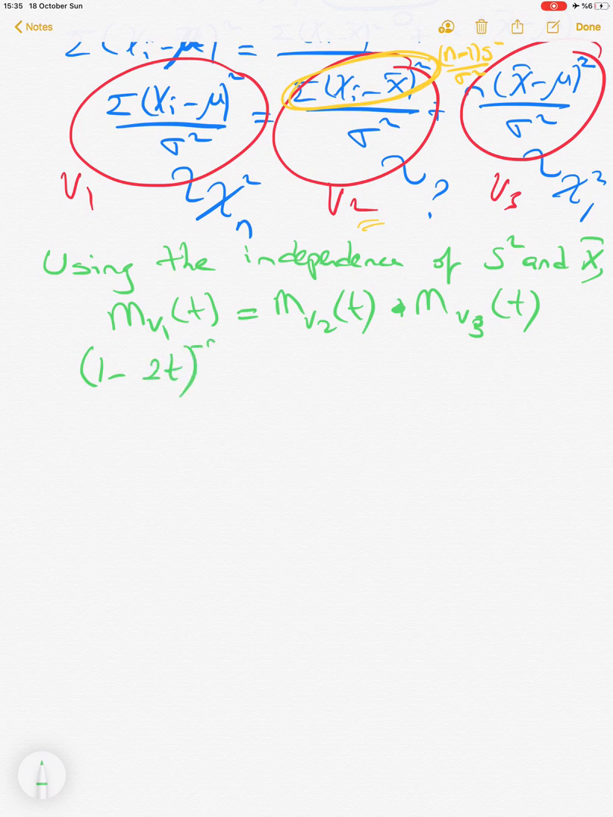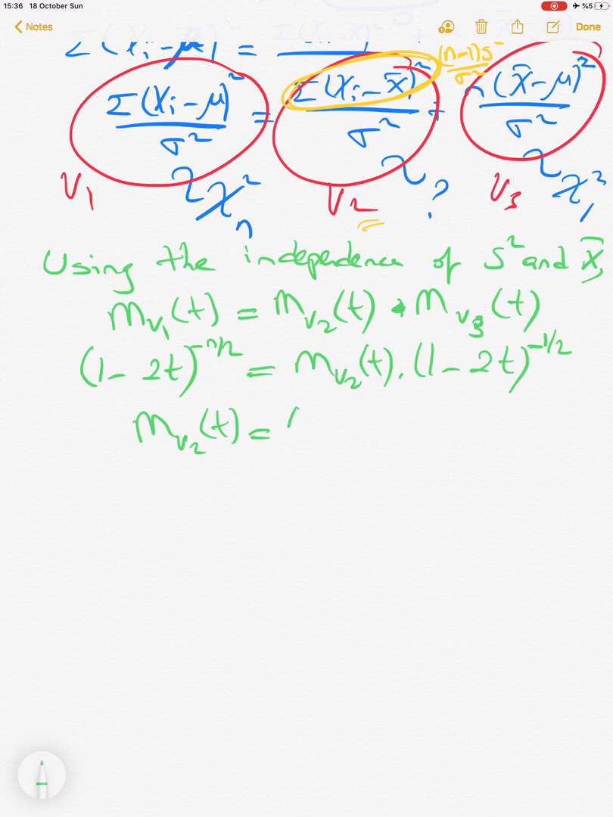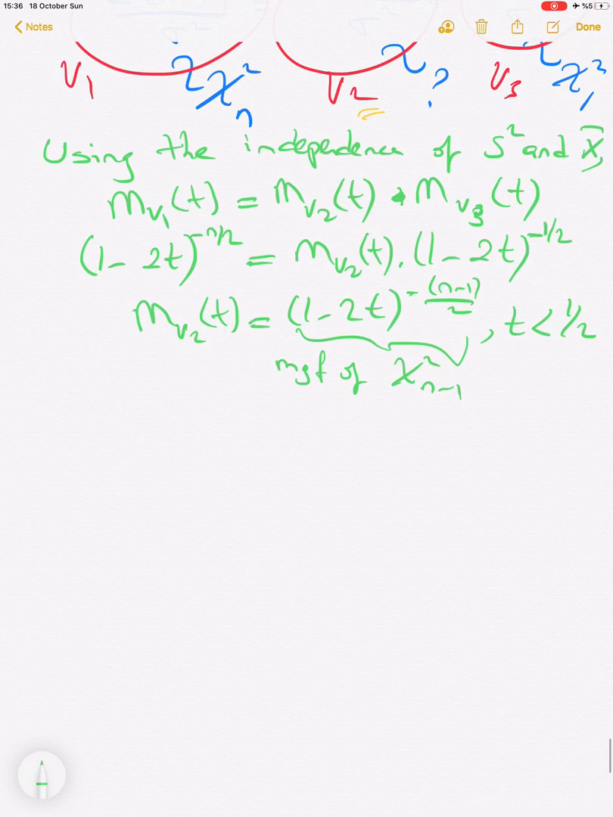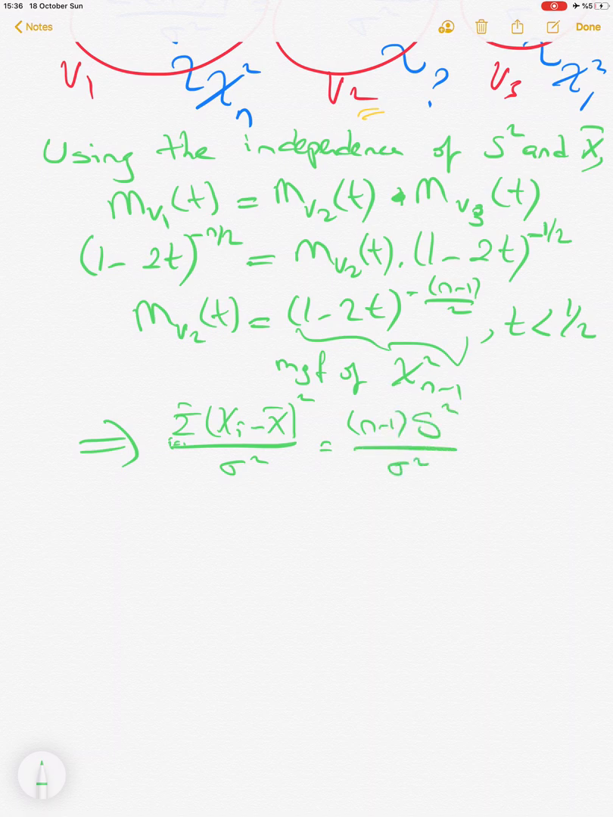this one, (1 minus 2t) to the power minus n over 2. So we need to find the moment generating function of the second one, then we can define its distribution by looking at the form of the MGF. So here, the moment generating function of the second one, the V2, is (1 minus 2t) to the power minus (n minus 1) over 2. Okay, so it has the same form of the chi-square distribution. So this is the MGF of chi-square with n minus 1 degrees of freedom. So this means that summation xi minus x bar whole square divided by sigma square, which can be written as n minus 1 times s square divided by sigma square, is chi square with n minus 1 degrees of freedom.